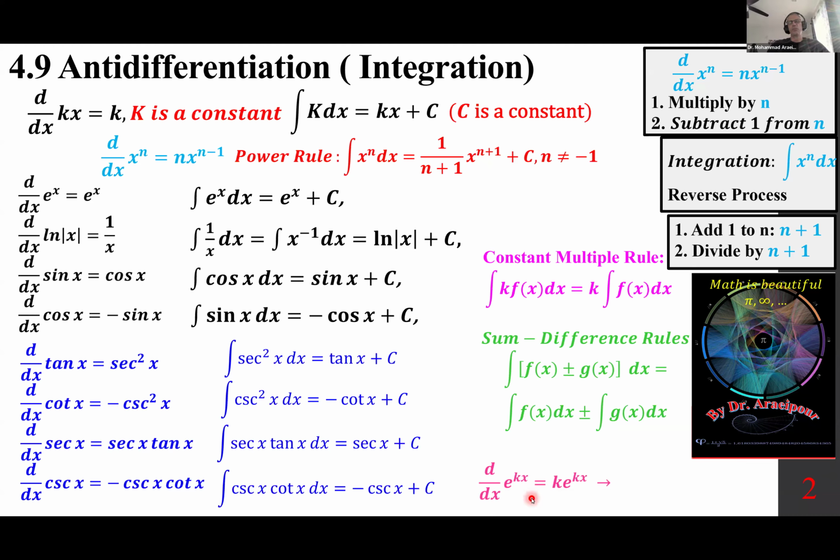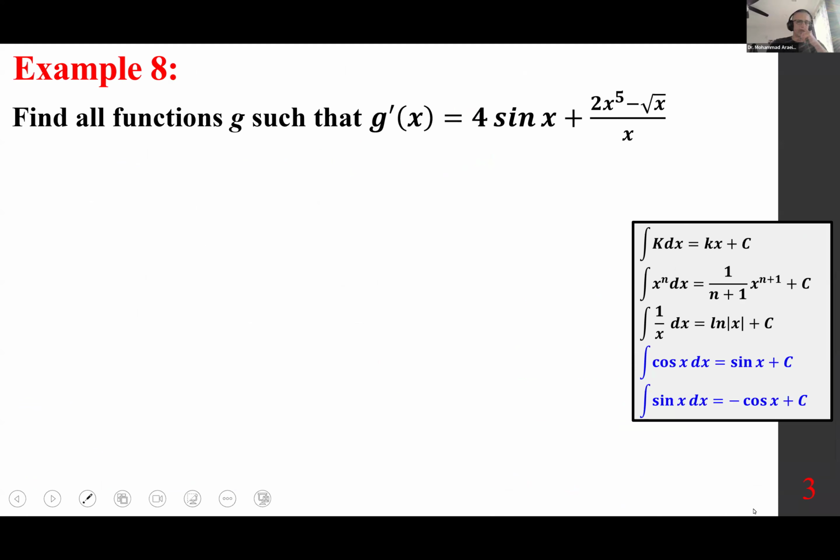Another example: the derivative of e to the power of kx is itself times k. Then the integral must be itself divided by k, so 1 over k e to the power of kx plus a constant. That's pretty straightforward. I hope everybody's okay with that. We're going to take it from there.